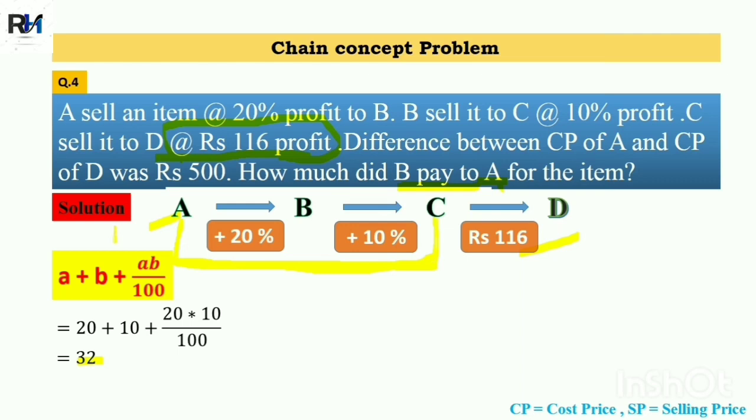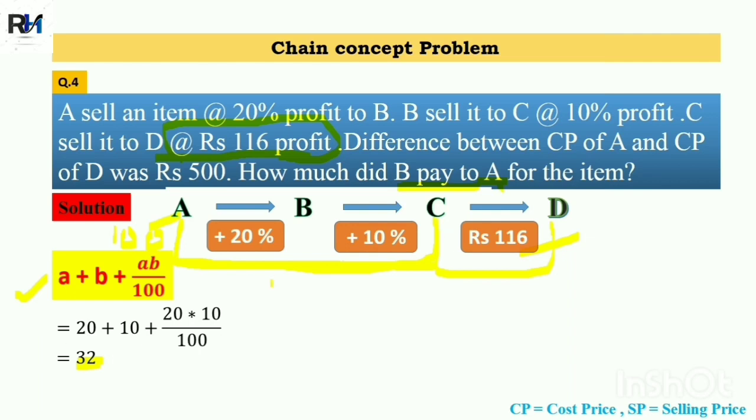So initially I have considered the CP of A, that is 100%. Then when an article is sold by A to C, there is a profit of 32%, as I have calculated by the effective percentage formula. When I add 32 to 100, I get 132%. Then after that C sells it to D at a profit of rupees 116. So from A to D there is a profit of 132% plus 116.